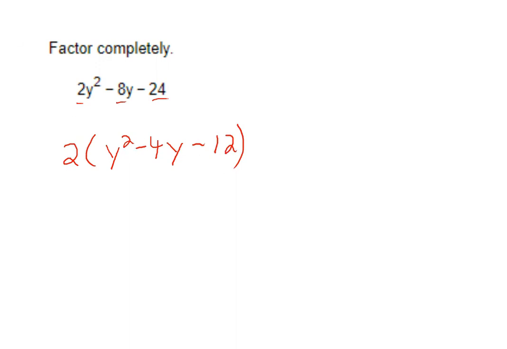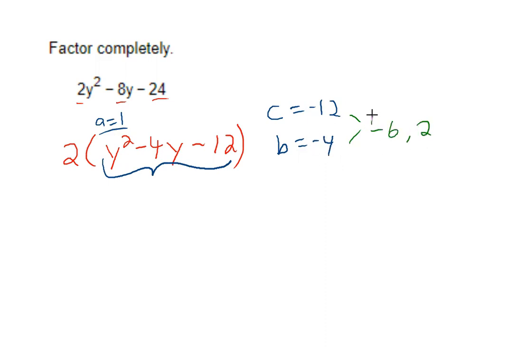So now that we've factored out the common factor, the part that's left over can be factored the same way as the last example. A is equal to 1 here, so we can use the shortcut. C is equal to negative 12. B is equal to negative 4. So we need to find two numbers that multiply to negative 12 and add to negative 4. That'll be negative 6 and positive 2.